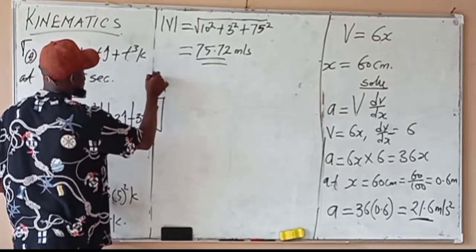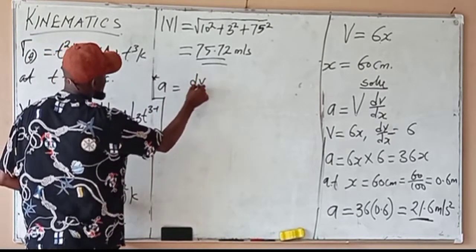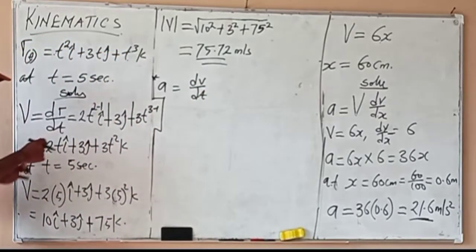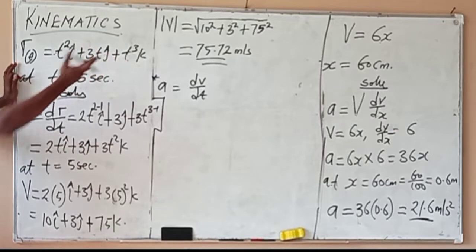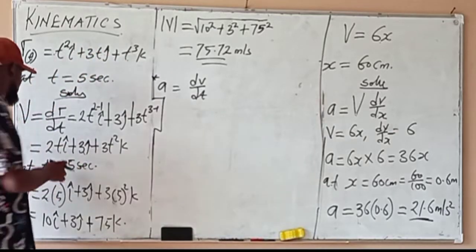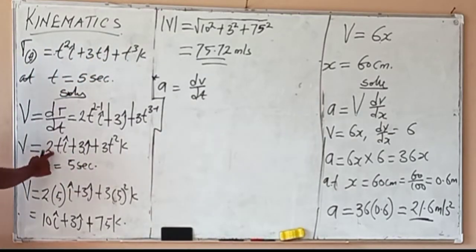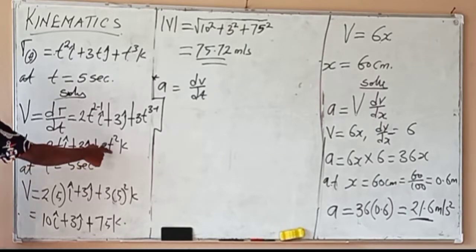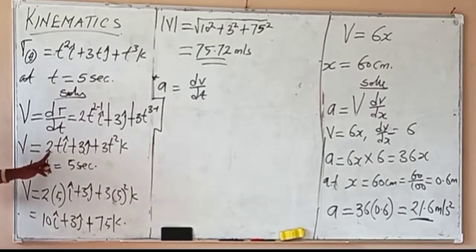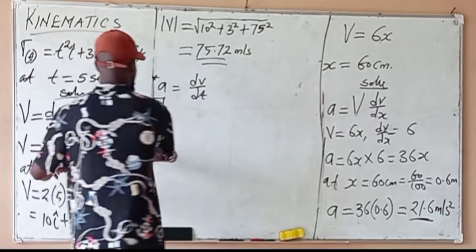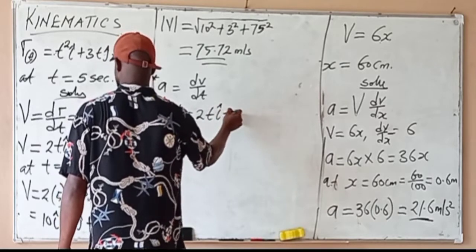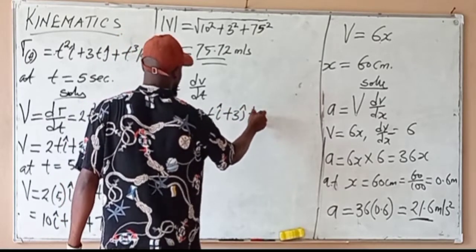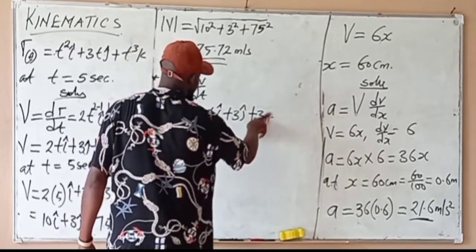What about acceleration? Acceleration is equal to dv over dt. Velocity is given as a function of time, not a function of s, which is displacement. So let's differentiate velocity. Now, this is velocity as a function of time, which is 2ti plus 3j plus 3t squared k.